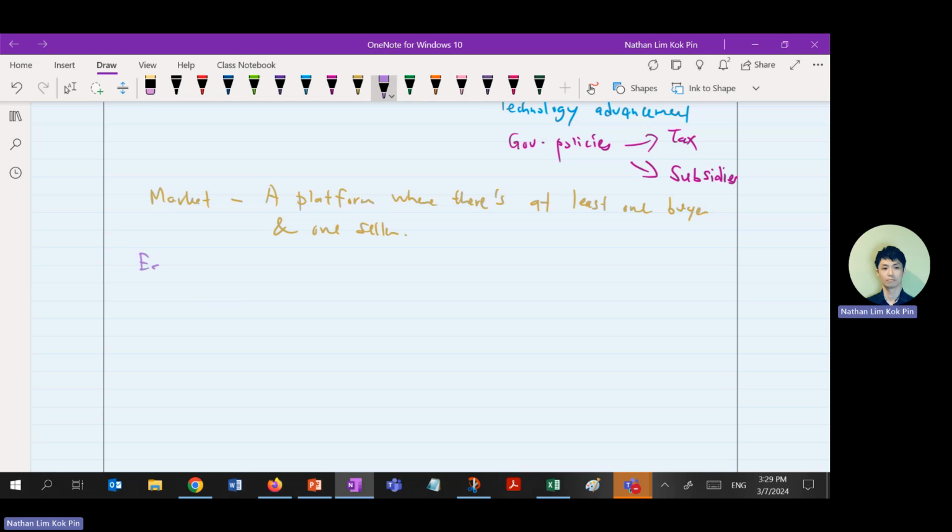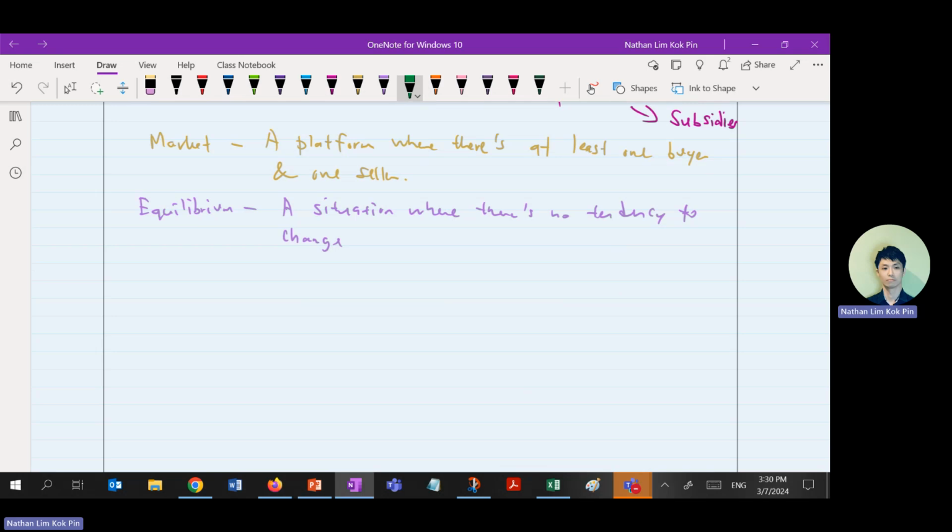Market equilibrium can be defined as a situation where there's no tendency to change. So if they ask you to define market equilibrium, it will be what? A situation where there's no tendency to change in a platform where there's at least one buyer and one seller. That's all. Does it make sense? Okay?